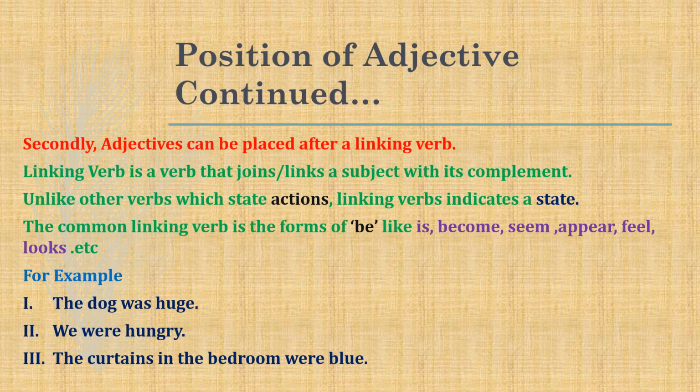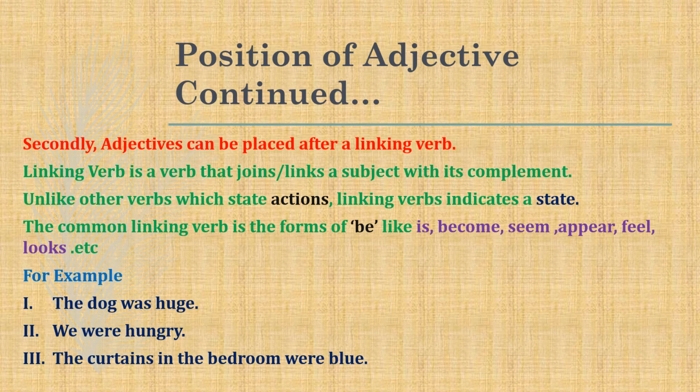The second position which adjectives take in a sentence is after a linking verb. This means that adjectives can be used after a linking verb. That makes us explain what a linking verb is. A linking verb is a verb that joins or links a subject with its complement.